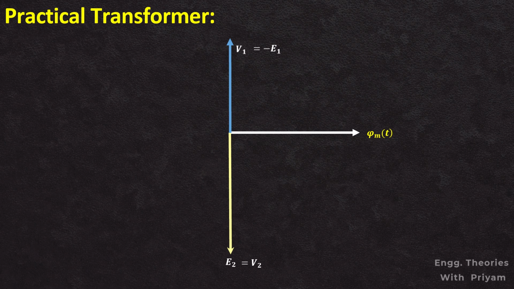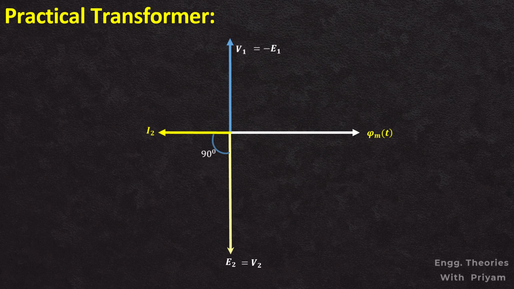Since a load is connected to the secondary winding, a current I2 flows through it. The phase relationship between the current I2 and the secondary voltage E2 depends on the type of load. For purely resistive load, the secondary current I2 is in phase with E2, or phase angle phi 2 is equal to 0 degrees. For purely capacitive load, the secondary current I2 leads the induced voltage E2 by an angle of 90 degrees. For purely inductive load, the secondary current I2 lags behind the induced voltage E2 by an angle of 90 degrees.